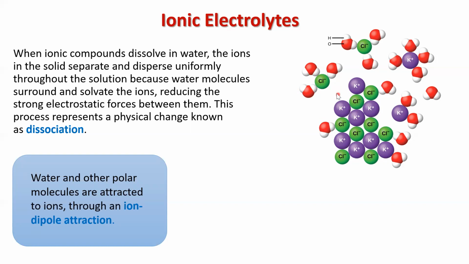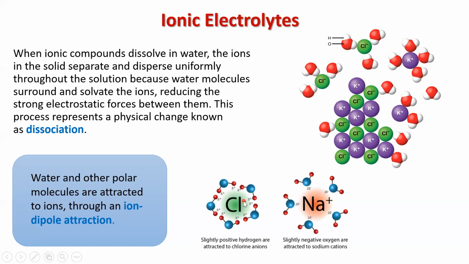They essentially just pluck the ions out and surround them. So the chloride ion will be surrounded by the positive end of the water molecules. The potassiums will be surrounded by the negative ends of the water molecules. And then the potassium ions and the chloride ions really can't interact with each other anymore because they've been surrounded with water molecules. If we look down here, just a different illustration, we've got sodium chloride. The chloride would be surrounded by the positive ends of the water molecules, and the sodium would be surrounded by the negative side of the water molecules.